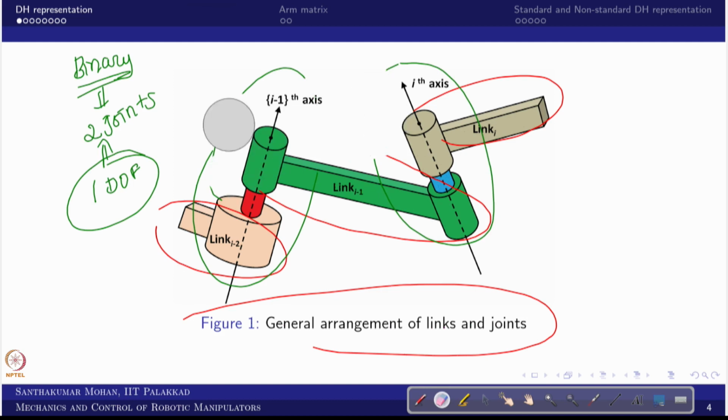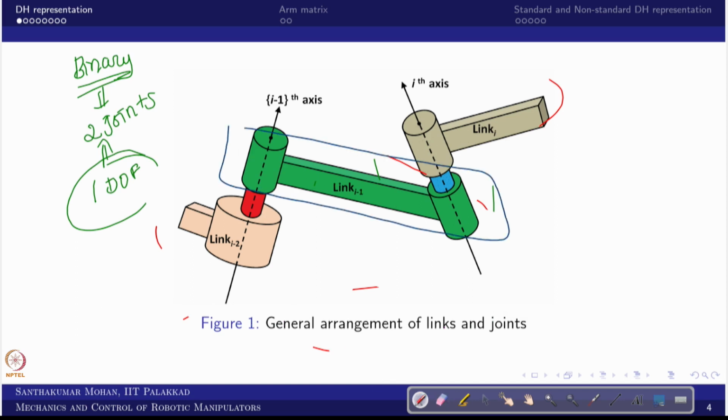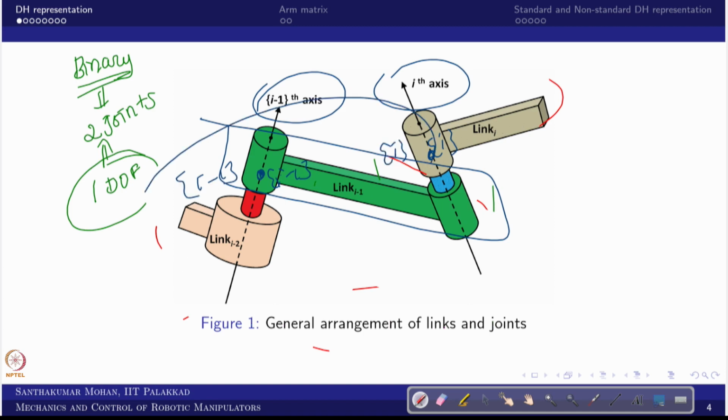Now what we are trying to say is, if we pick this link, it would consist of the I minus 1 axis and the ith axis. Can we get the relative information of the I frame? We assume that the ith frame is somewhere here and the I minus 1 frame somewhere here. Can I get the ith frame information with respect to I minus 1? Can I get this or not? That is what we are interested in. Can we get this information?